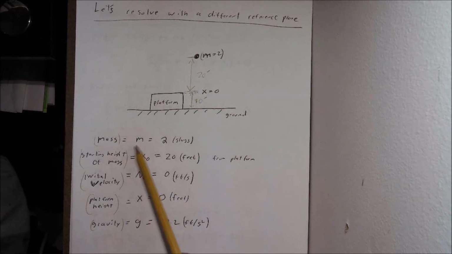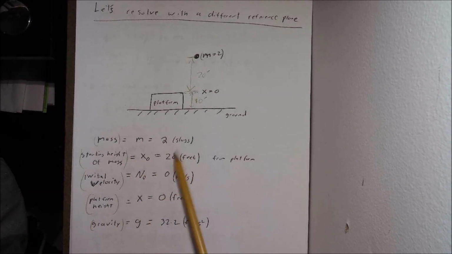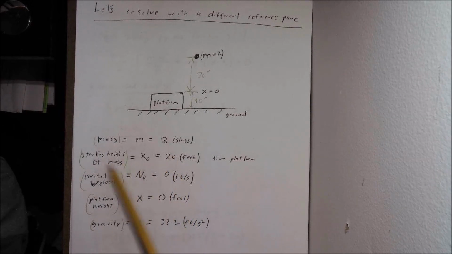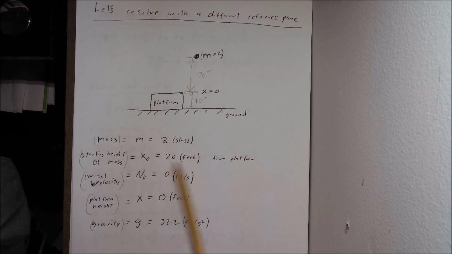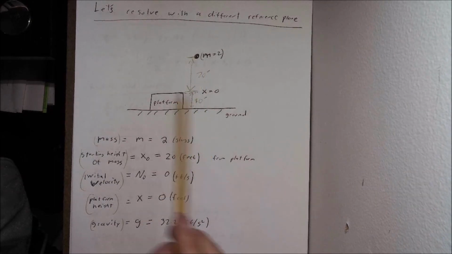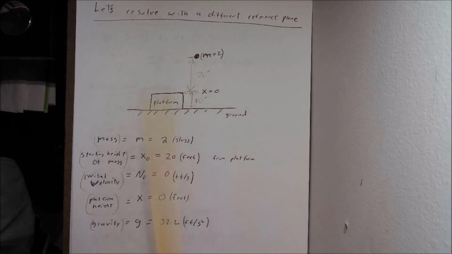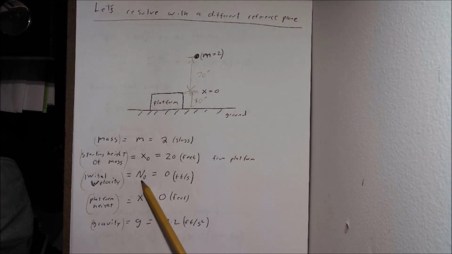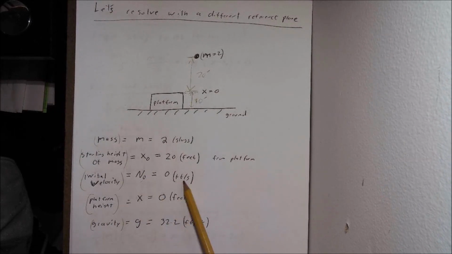So our mass isn't going to change. Mass is still m equal to 2 slugs. Our starting height of the mass will change. This is now 20 feet as compared to the previous 30 feet, because our x naught is going to be 20 feet above that platform height. Our initial velocity isn't going to change. It still starts from rest, so v naught is equal to 0 feet per second.